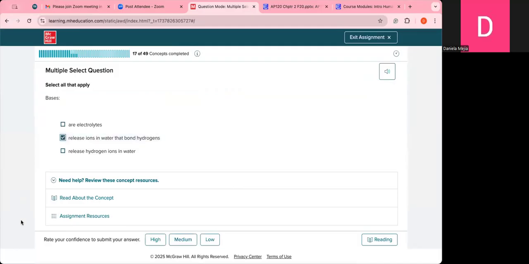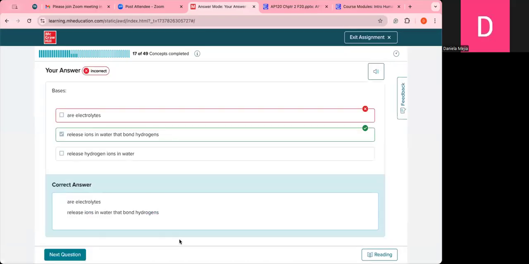Release ions in water that bond hydrogen. Because if you released hydrogen, you'd be an acid. I think that's what they want. They want two? Oh, and they wanted the other answer. They were electrolytes. So the answer we picked was right, but we needed two answers for this. They're also considered electrolytes. So they're electrolytes that release ions in water that bond hydrogens. So they wanted both of those. Okay, so we got a half right.